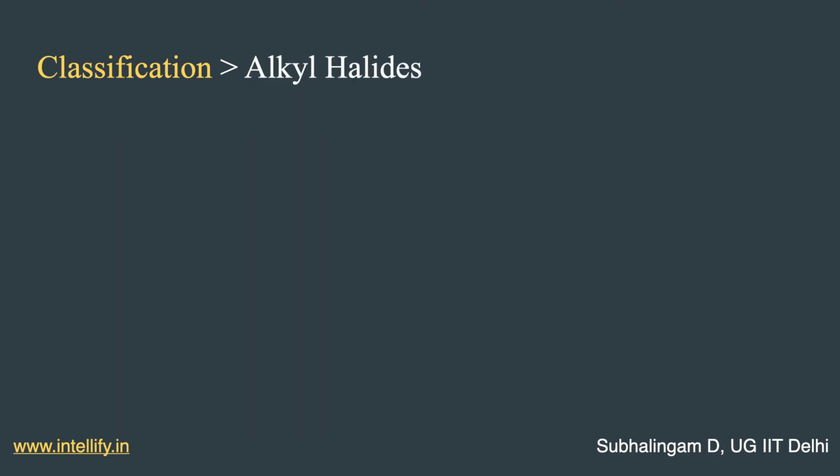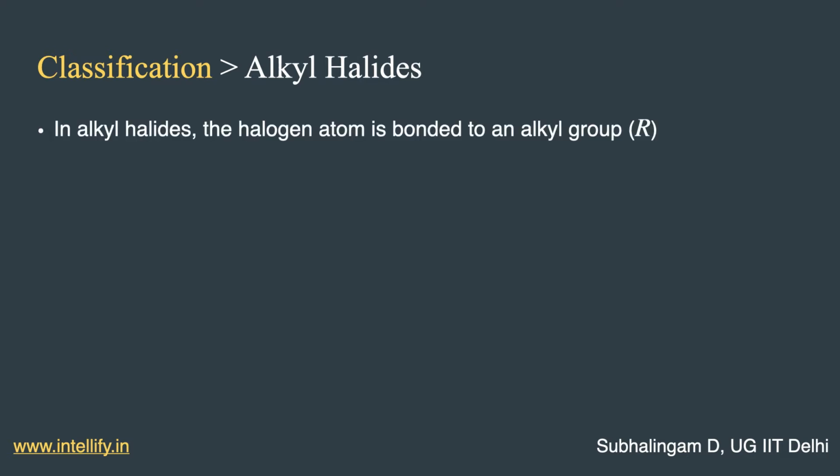Let's try to classify a monohaloalkane based on the hybridization of the carbon to which the halogen is attached. Let's start with the case of sp3 carbon. And one such thing that comes under this classification is an alkyl halide. So in alkyl halides, the halogen atom is bonded to an alkyl group, and we have the general formula in such a case as CnH2n+1X.